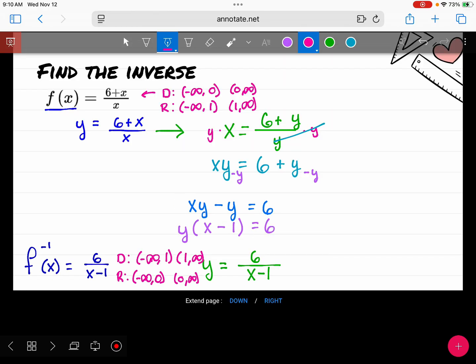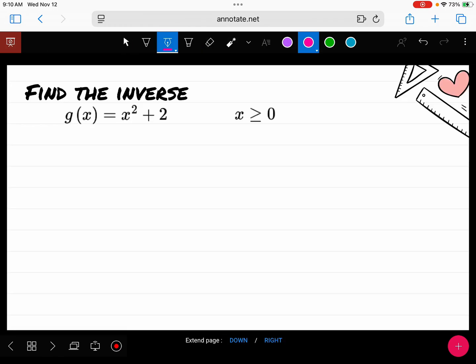Questions on this first one? Okay. Because sometimes they give us a weird piece with it. So they've told us now we're going to look at g of x as x squared plus 2. And then off to the side, they say x is greater than 0, or greater than or equal to 0. What this is telling us is we are not going to use the domain for a normal parabola that could go from negative infinity to positive infinity. We are only using the domain when x is 0 or larger.